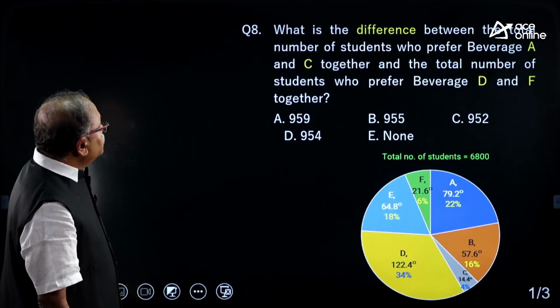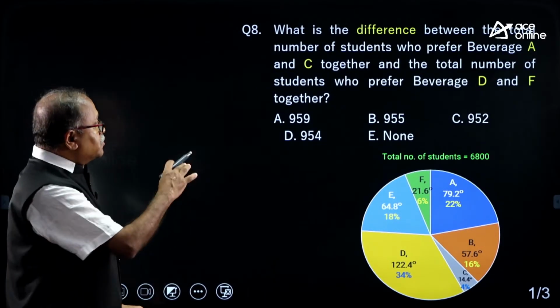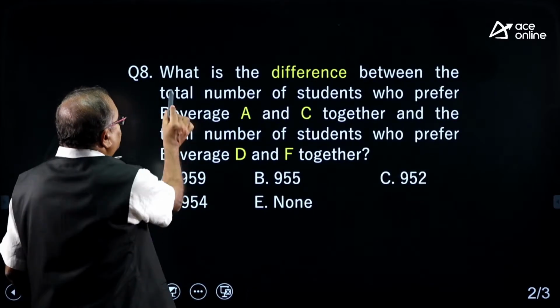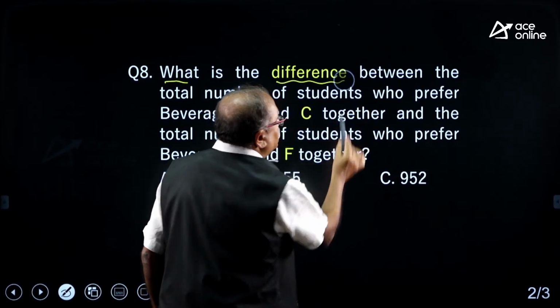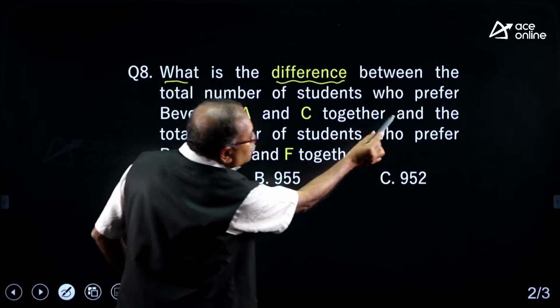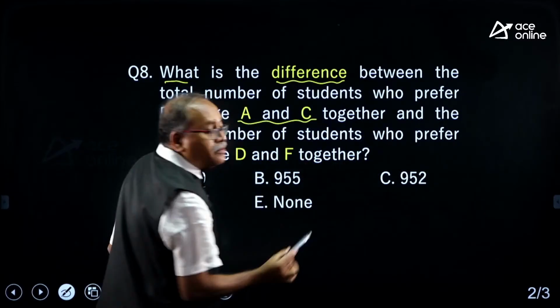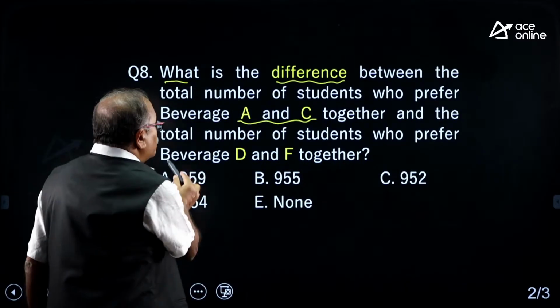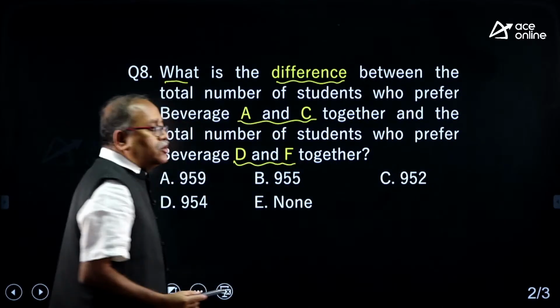Moving on to the next question here, question number 8. First we will read what the question is. What is the difference? Now, they are talking about the difference. The difference between the total number of students who preferred A and C together and the total number of students who preferred D and F together.